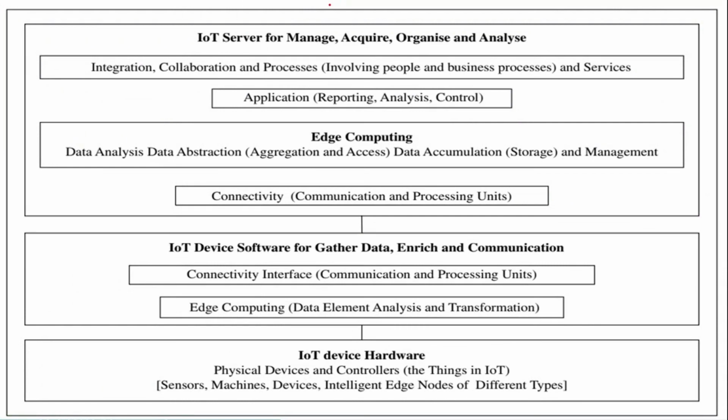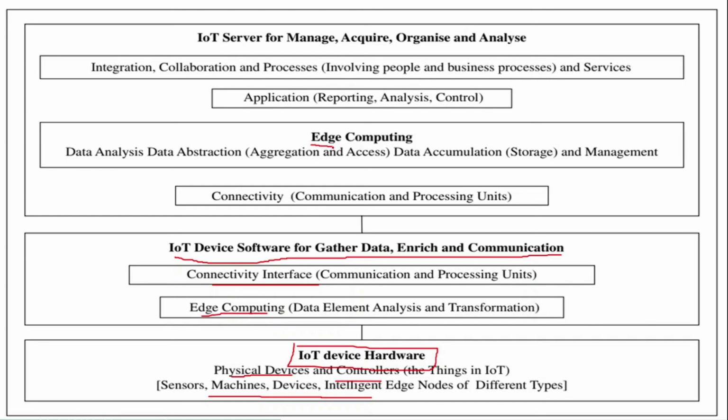So coming to the layer architecture here. IoT device hardware is level 0. In this layer it contains physical devices, controllers, sensors, machines, devices, all those. And the second layer is gathering the data, enriching the data, and communication. In this layer we are establishing the connectivity interface and also performing edge computing.